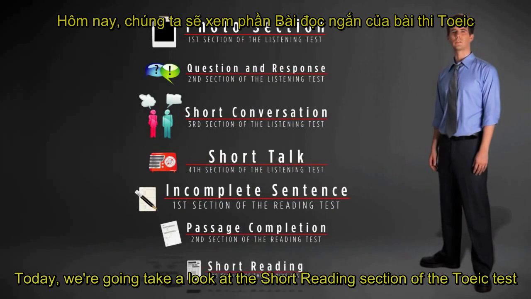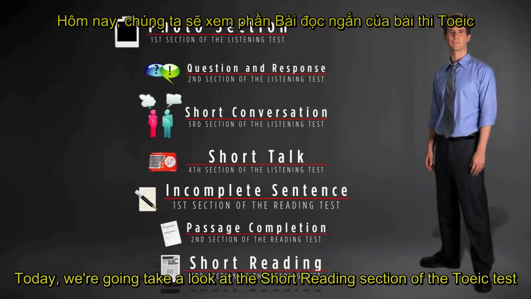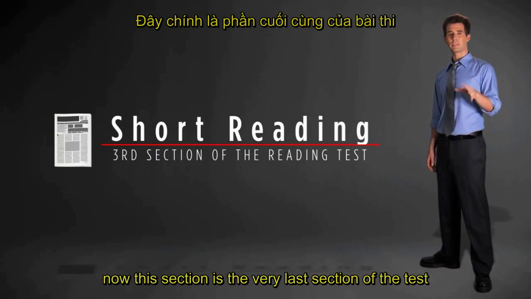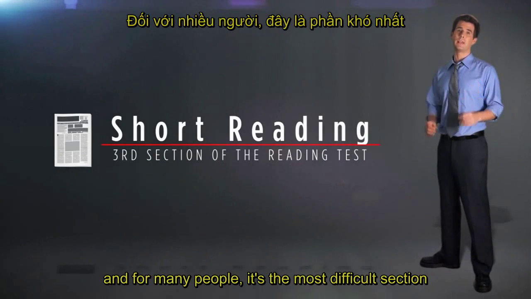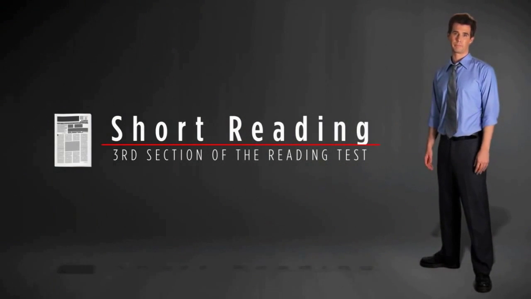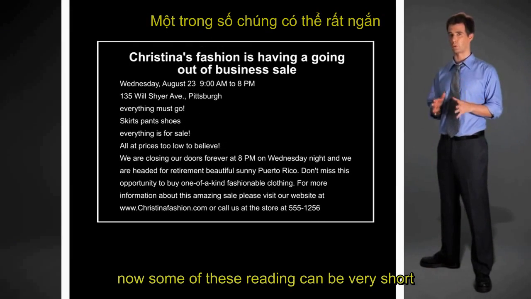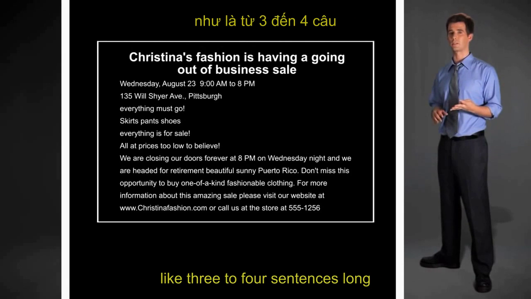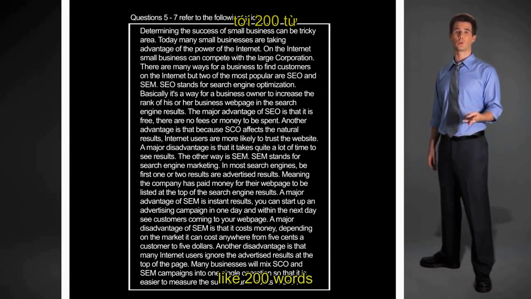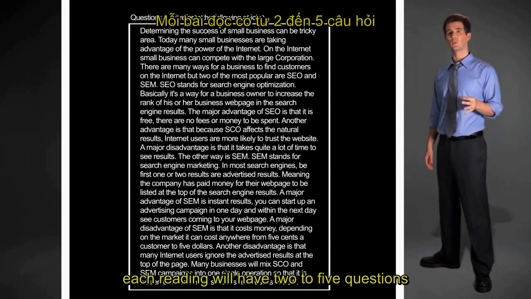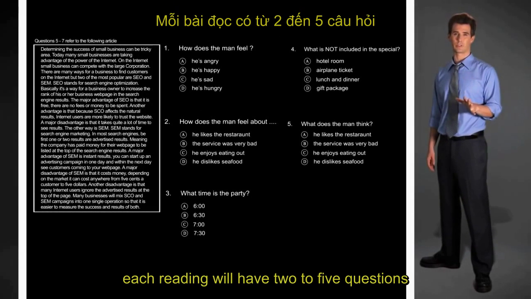Today, we're going to take a look at the short reading section of the TOEIC test. Now, this section is the very last section of the test, and for many people, it's the most difficult section. Now, some of these readings can be very short, like 3 to 4 sentences long. Some of them can be very long, like 300 words. Each reading will have 2 to 5 questions.